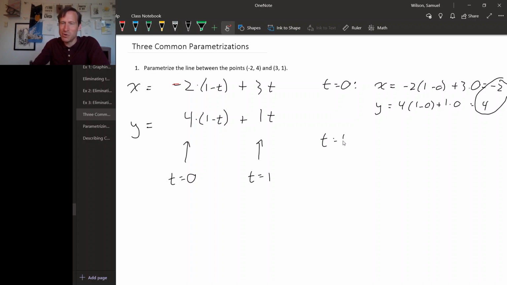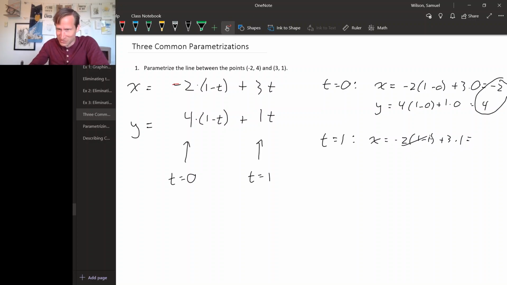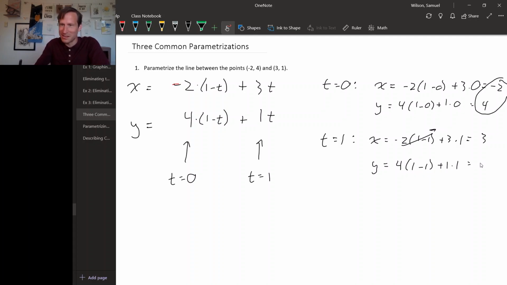And then when t is 1, x is -2 times 1 minus 1 plus 3 times 1. This 1 minus 1 makes this first piece go away, and we just get 3. And for y, the same sort of thing. 4 times 1 minus 1 plus 1 times 1, that's 1. And so when t is 1, we're at our ending point.